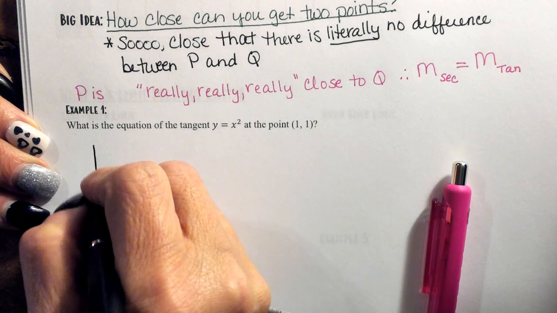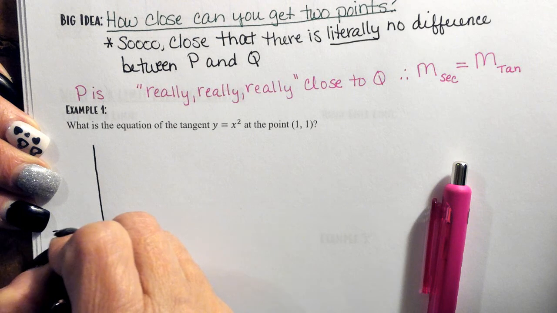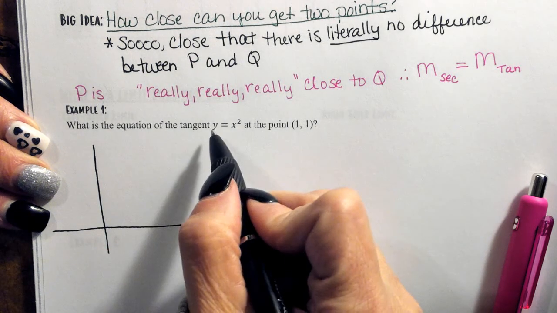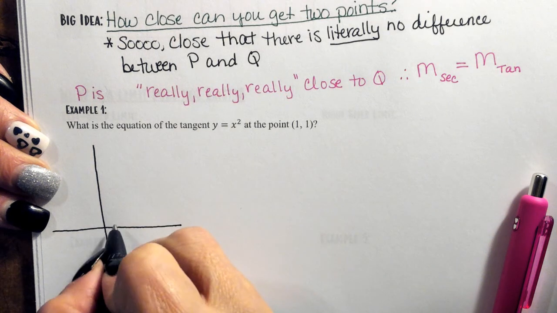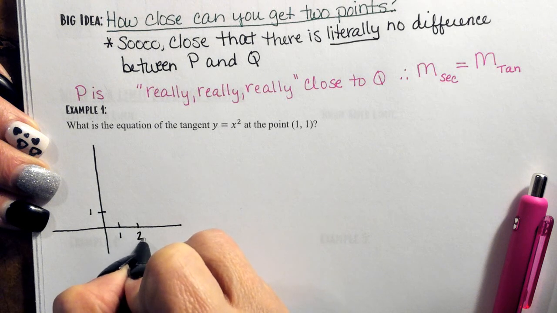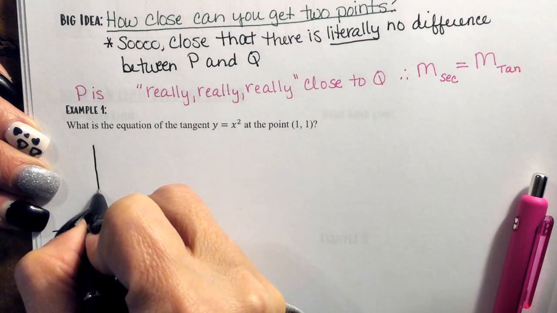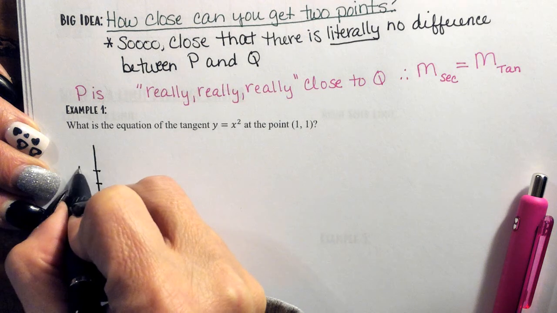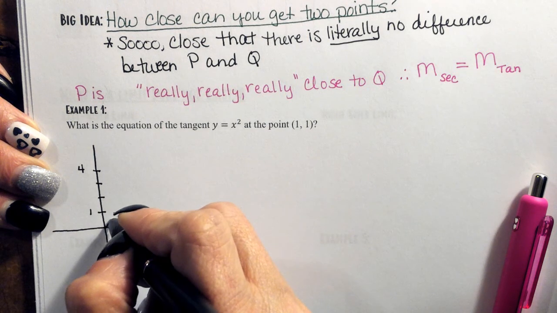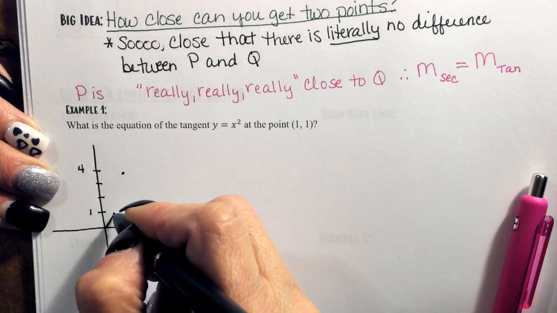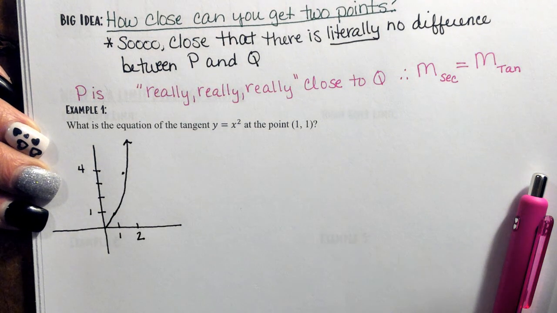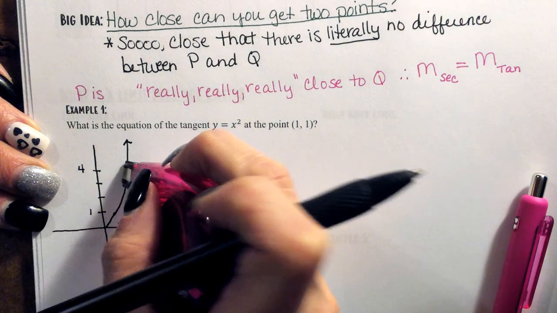So let's draw what they're saying. Let's draw our graph, y equals x squared. Well, I know that if I go over 1, I'm going to go up 1. If I go over 2, 2 squared would be 4. 2, 3, 4. So that would be 4. I know it goes through 0, 0. I'm going to try and draw it a little bit accurately. Okay, I missed that point there, but anyway, it goes up right there like that.